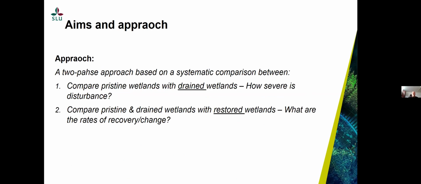We have divided this into a kind of two-phase approach. We're in the first phase where we compare pristine wetlands, the undrained wetlands, with drained wetlands, and to see how severe is the disturbance on the methane production, methane consumption, and mercury methylation. And then in the second phase, we will compare this pristine and drained wetlands with restored wetlands to get an idea of rates of recovery and change and what are the main effects or the integrated effects of wetland restoration.